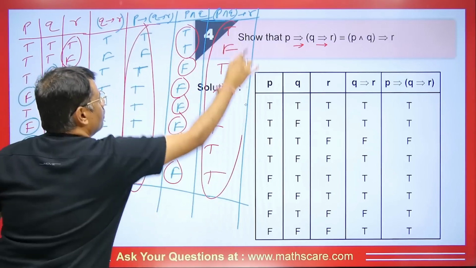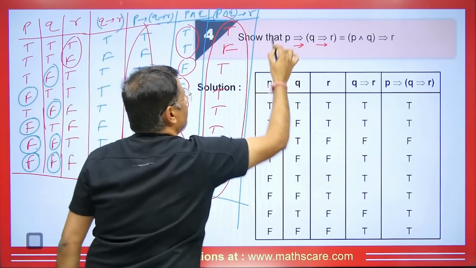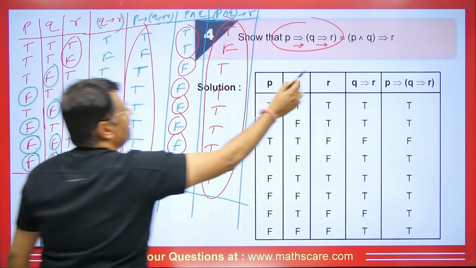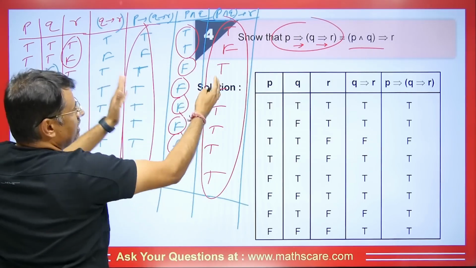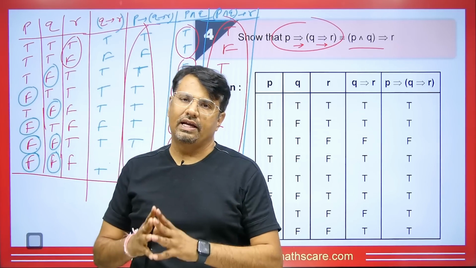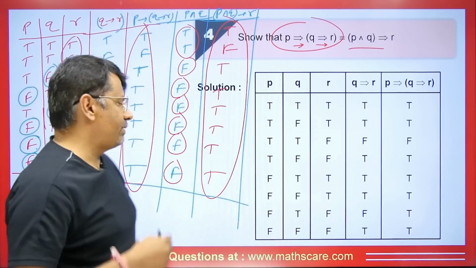You can see the output and input. It means that the value of this is coming to be this, right? And the value of this is here. So, values are the same for both of them. It means they are equivalent. So, this is how we can easily prove it.